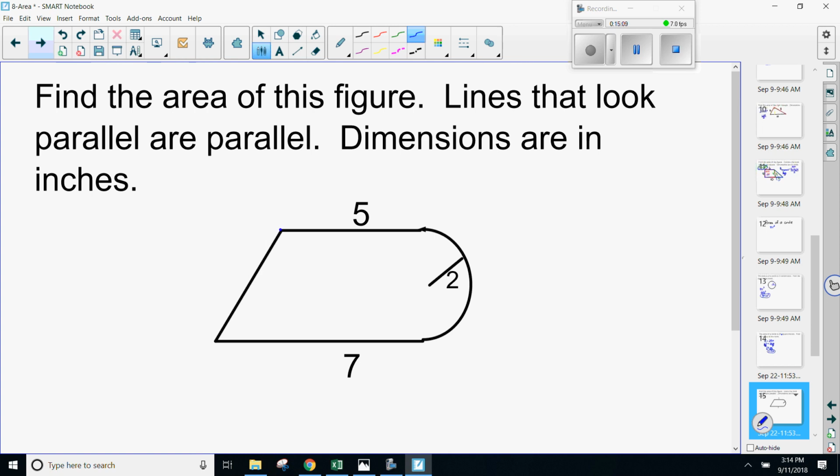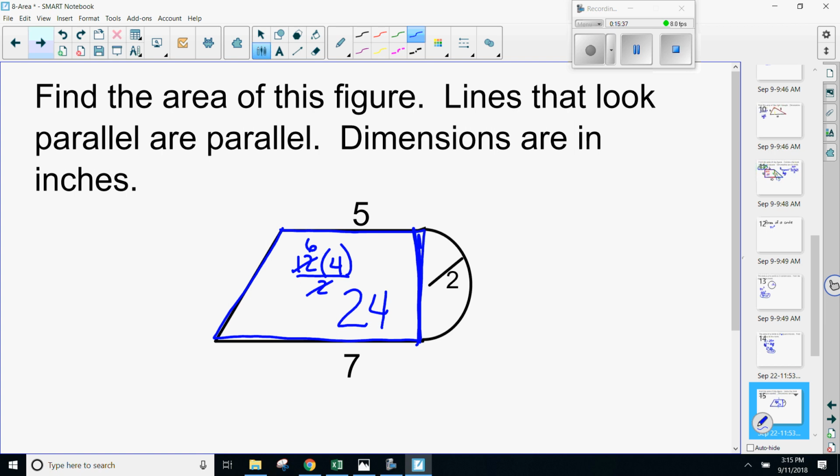If I use the area of a trapezoid, what's the sum of the bases? 12. 5 plus 7 is 12. Times the height, which is what? 4. It's the diameter of your circle. Sum of the bases times the height divided by 2. Half of 12 is 6, and the area of the trapezoid is 24.